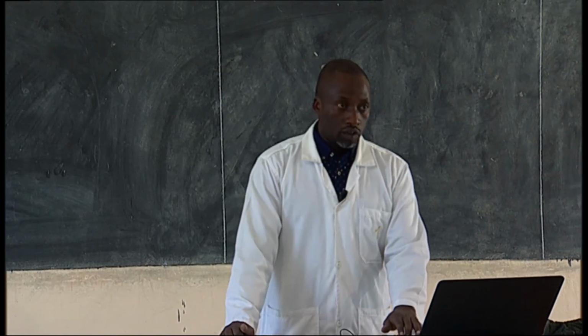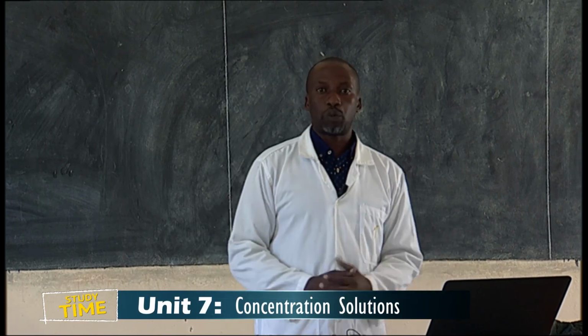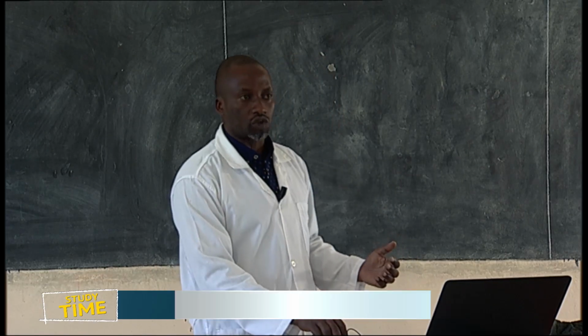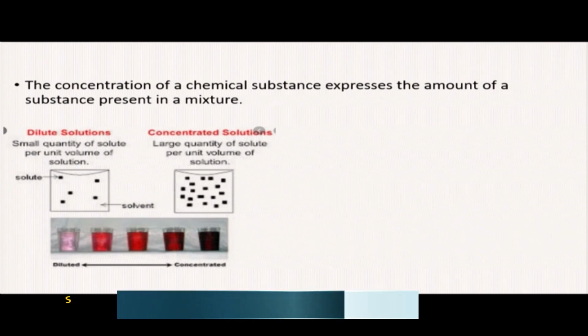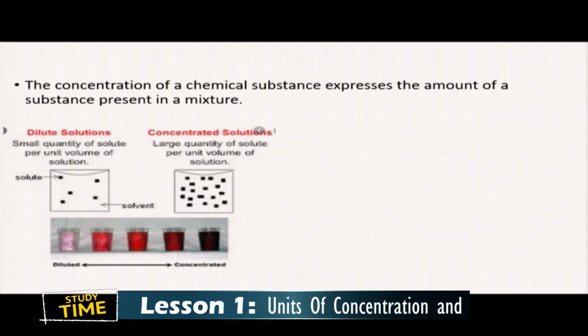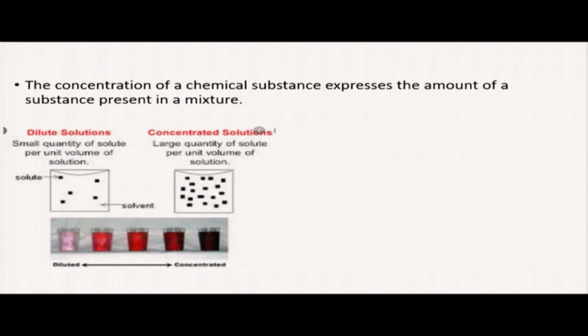So we have looked already at what we are expected to do. When we talk about the concentration of a chemical substance, as I said earlier, this expresses the amount of substance present in the mixture. Because when you have the water and the salt, or you have the water and the milk, that is a mixture. So how much of the sugar have you added into the cup of tea? That expresses the concentration.